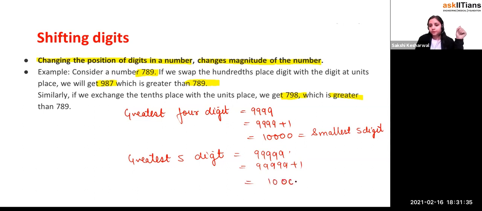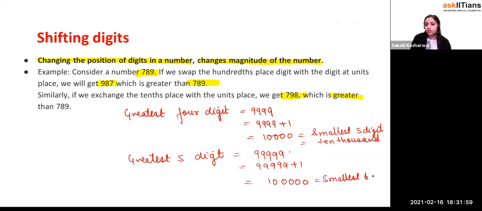1 lakh, right? So we say this as, like, we are adding in thousands. So for 4 digits, we say this is the 1,000 place. Now when we get 5 places, we say this as 10,000, right? Now 99,999 plus 1 will give you what, beta? A 6-digit number. So this is the smallest 6-digit number, which is equal to 1 lakh, right?